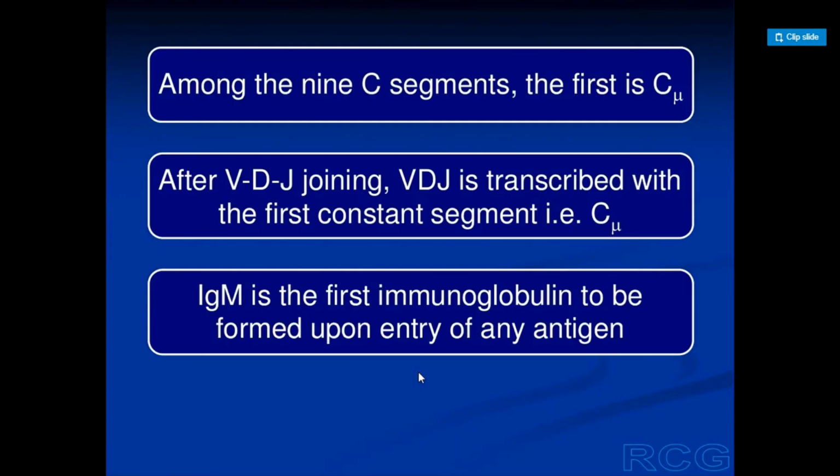Among the 9 C segments, the first is mu C. After VDJ joining, VDJ is transcribed with the first constant segment, that is mu C. IgM is the first immunoglobulin to be formed upon entry of the antigen. This is the reason why IgM is first synthesized in our body upon any exposure to antigens.